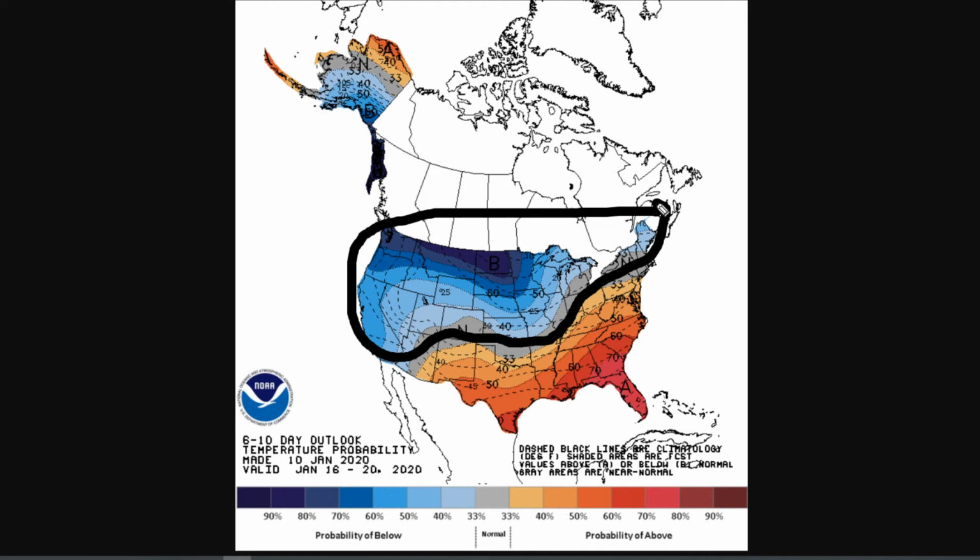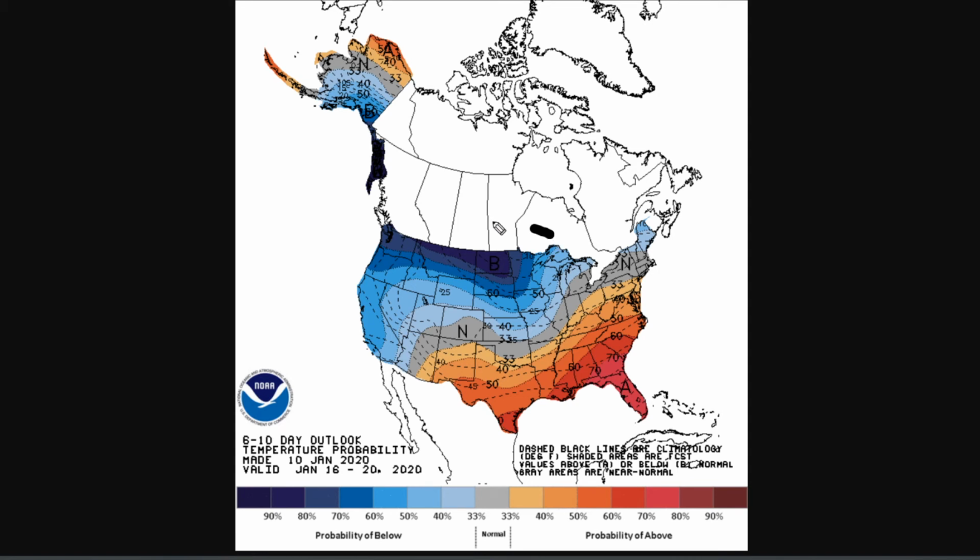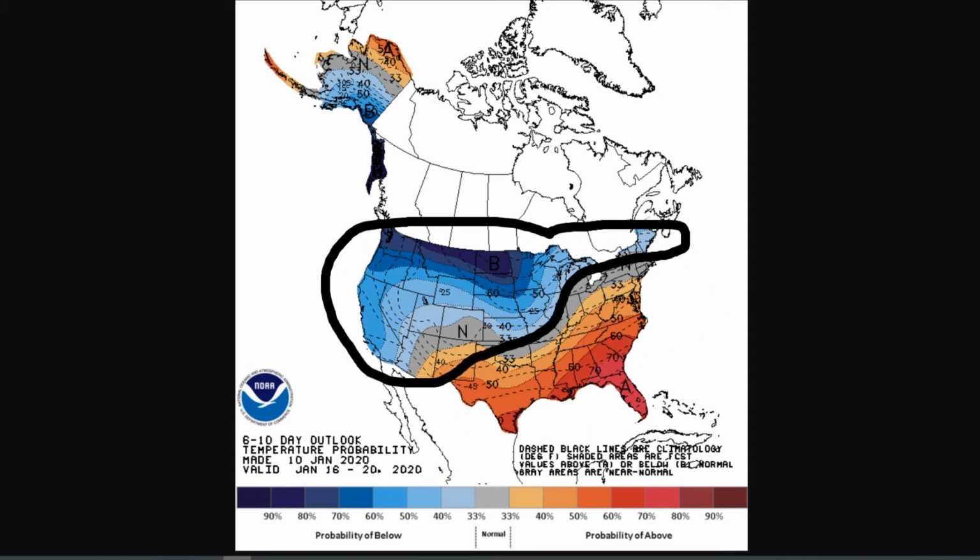Now, this is a probability, a percent chance of seeing below or above average conditions, so this isn't showing the magnitude. But usually with a higher chance or higher certainty, you are seeing colder or warmer temperatures, depending on which shading you're in. So these blues are indicating colder temperatures. These reds are indicating warmer temperatures.